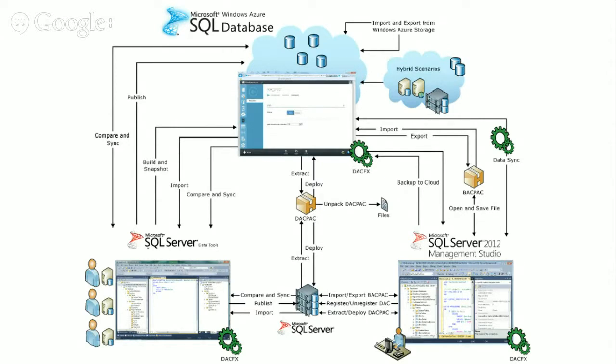In the bottom right, we have Management Studio, and up top we have SQL Azure. Basically, all this diagram represents is that with the DAC framework and SQL Server Data Tools, you can do pretty much anything you want between the three different instances. There are very few limitations on what you can do.